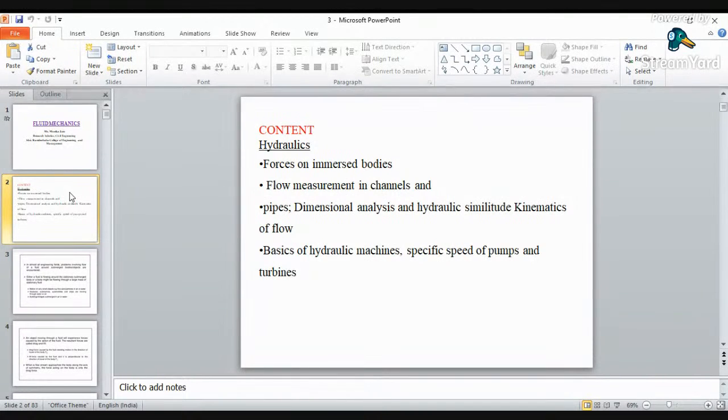Then there are hydraulic machineries. In hydraulic machineries, basically there are two types of machineries: turbines and pumps. Turbines will convert your hydraulic energy to mechanical energy, and pumps will convert your mechanical energy to hydraulic energy. In turbines, there are the Francis turbine and the Pelton wheel turbine. These are two main types of turbine which you may be asked in your university examination or in competitive exams also. And for pumps, you have the centrifugal pump and the reciprocating pump.